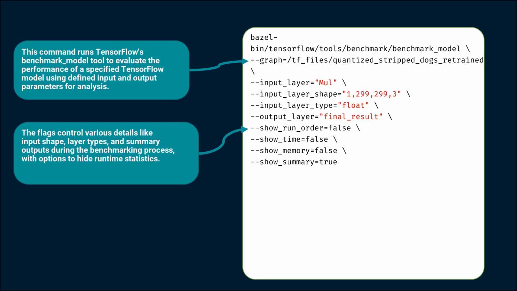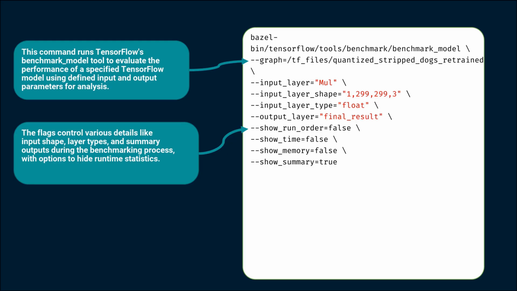Next, we define the input layer, indicating the layer responsible for feeding data into the model. The input layer shape is set to accept images of dimensions 299 x 299 with 3 color channels, suitable for color images. The input type is designated as float to accommodate the data type of our model inputs. The output layer, named final result, is echoed to showcase the final predictions the model produces.